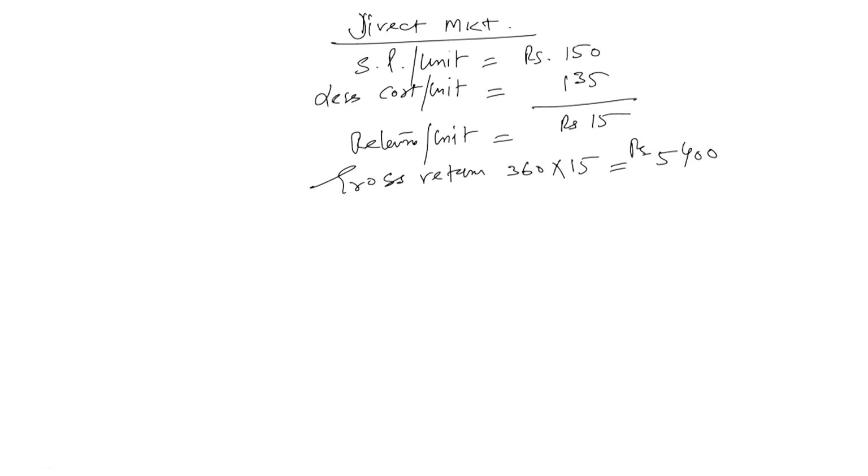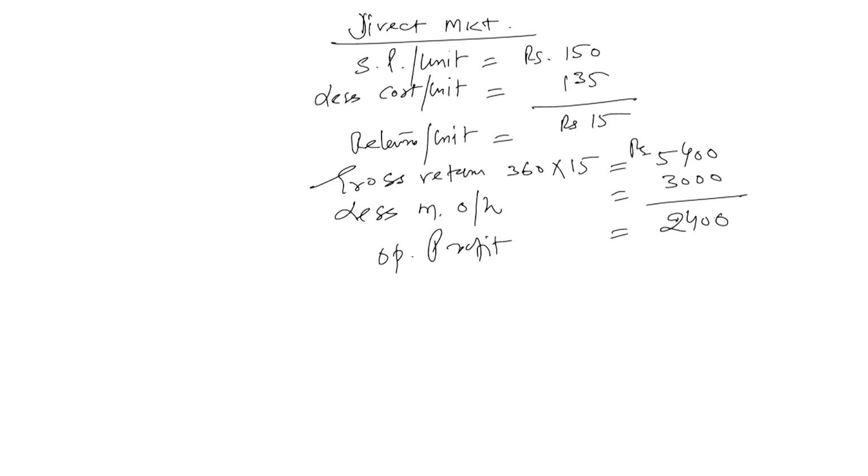But when we go for direct marketing, we have to make an investment in the revenue or recurring expenses also. So gross return is 5,400, but now our cost will increase. We are going to incur some additional expenses on the marketing overheads. So you have to subtract that, less marketing overheads of 3,000 rupees. So your operating profit becomes 2,400. We are left with 2,400 rupees.